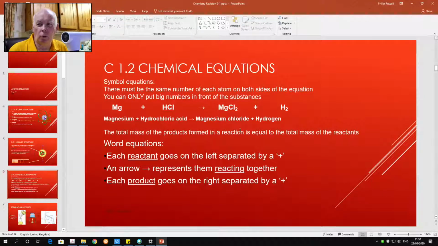You have to remember in all these questions that the total mass of the products is always the same as the mass of the reactants. Things just don't magically appear or disappear. When you're writing the word equations, which they often ask you to do in exam questions, the reactants always go on the left-hand side of the equation with pluses to separate them, and the products always go on the right-hand side with a plus to separate them, and we join those with an arrow to show they're reacting together.